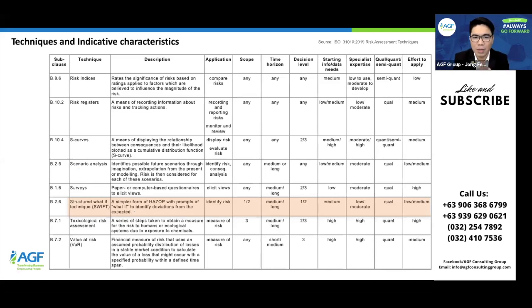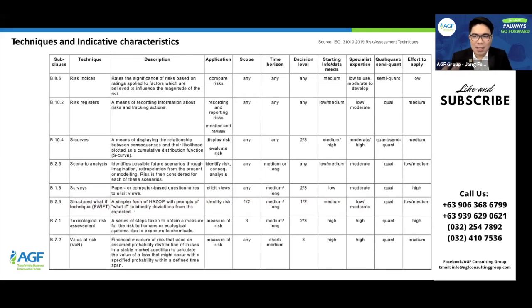Okay, for example, there you look at the toxicological risk assessment. That's level 3, by the way. All right, moving on. So, are you learning from this? Those are the risk assessment techniques or tools listed in IEC 31010, by the way.